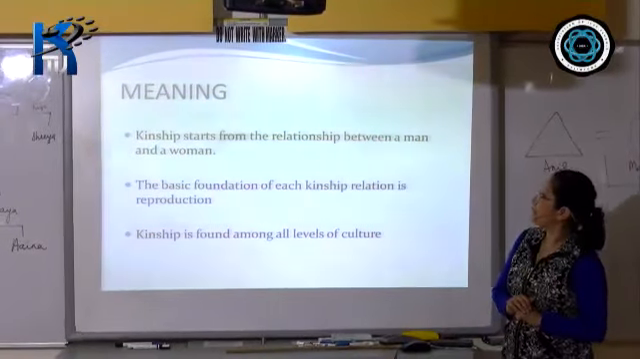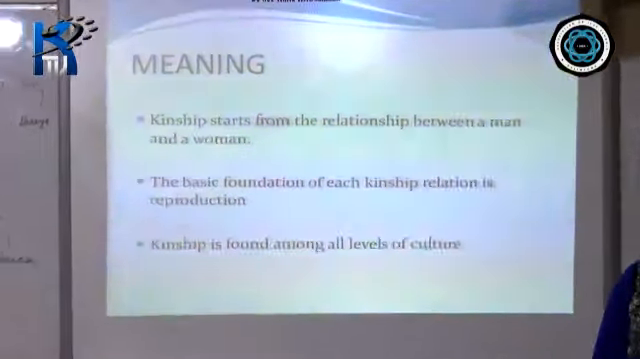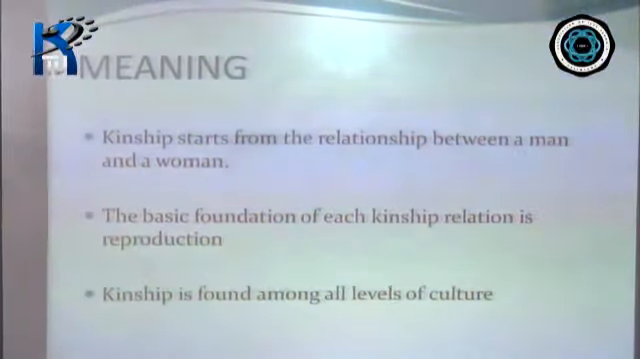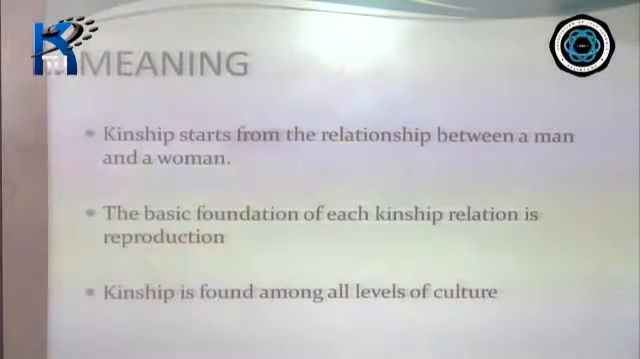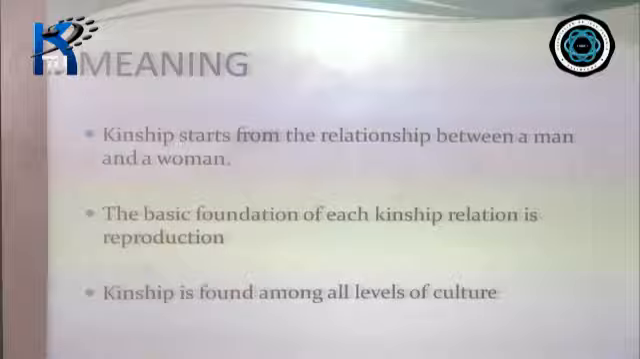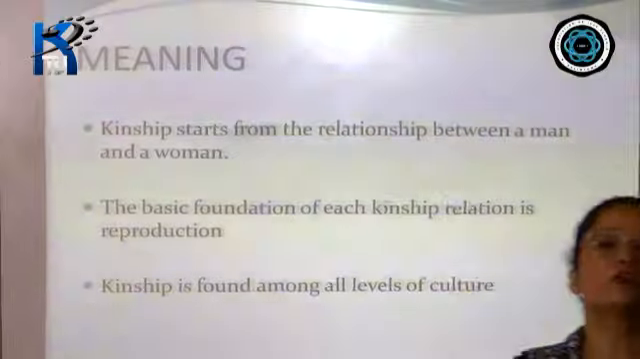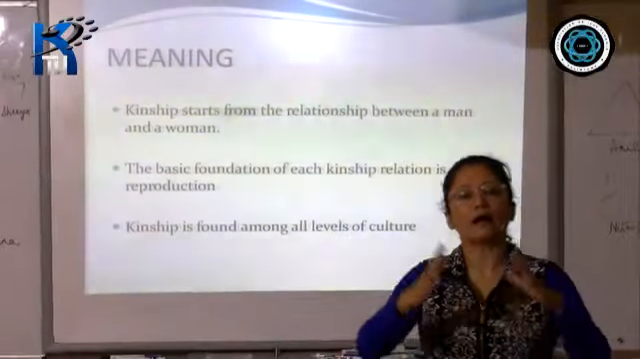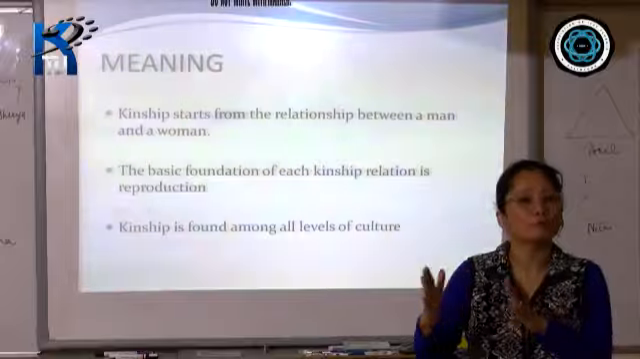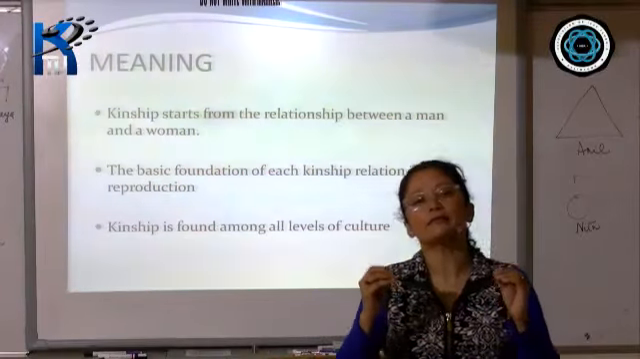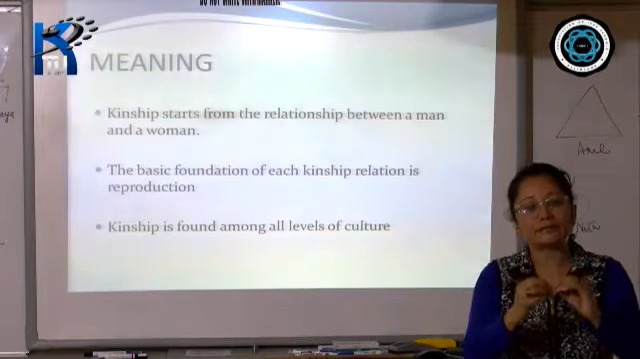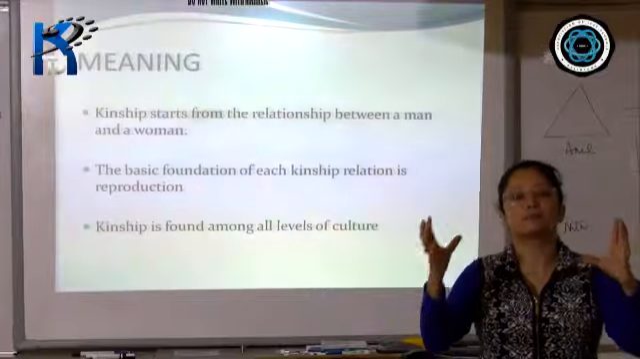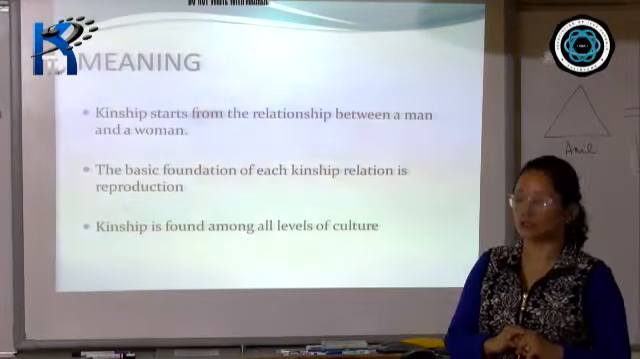Next, meaning of kinship. Kinship starts from, I have repeated this, the relationship between a man and a woman. The basic foundation of each kinship relation is reproduction. And we normally do not go into the theory of who were the first 2 individuals on earth, or how did this human society start. We do not go into all those details. We straight away study that once upon a time there was a man, there was a woman, they married, and then they had children, and this is the foundation of the kinship relationship.